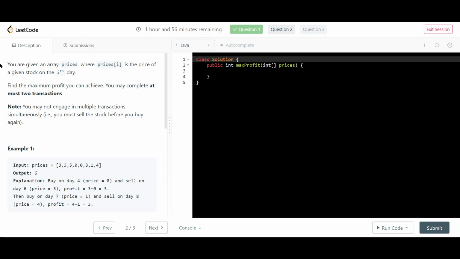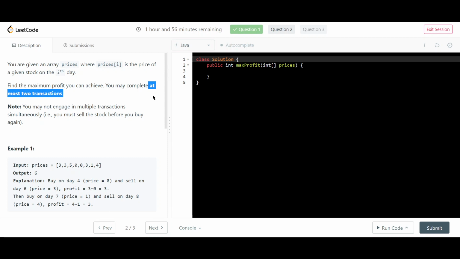Okay, so the second question is you're given an array prices where prices[i] is the price of the given stock on the ith day. Find the maximum profit you can achieve. You may complete at most 2 transactions. You may not engage in multiple transactions simultaneously.